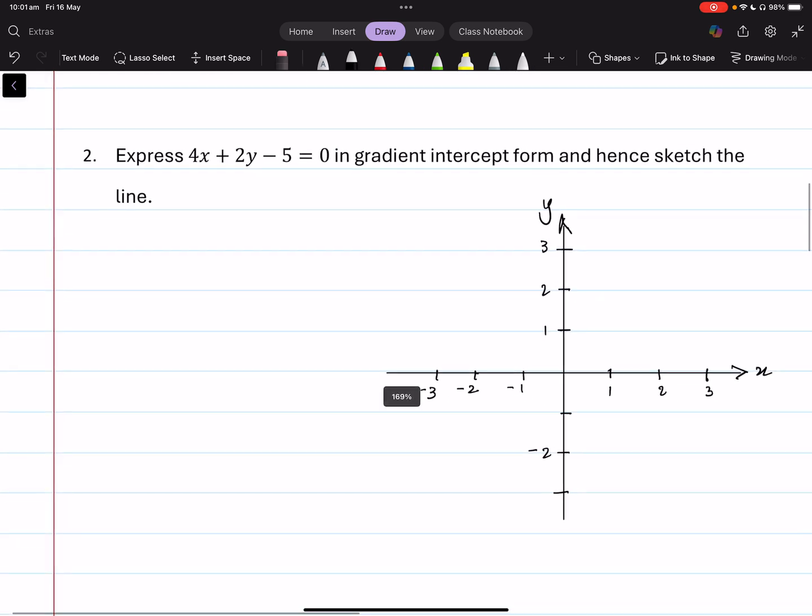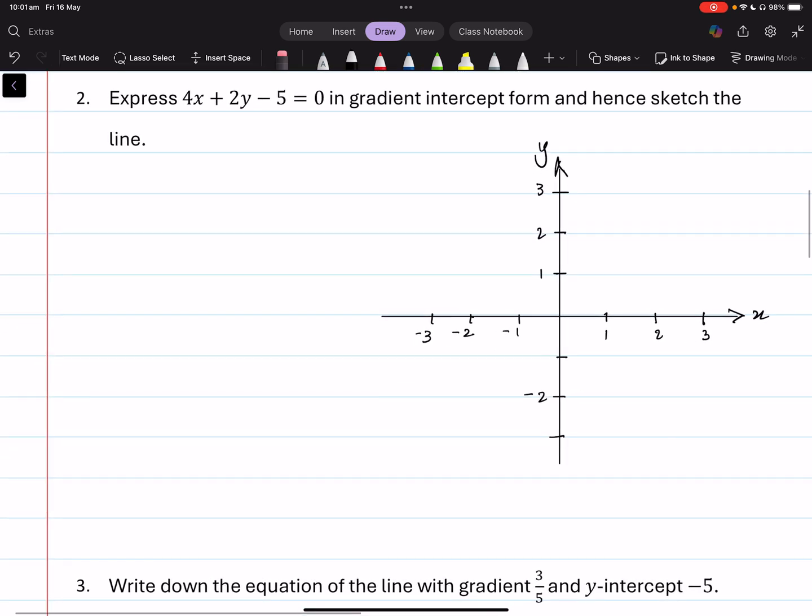Okay, example 2. Express the equation there in gradient intercept form and hence sketch the line. Okay, so what we're going to do is what we did before, make y the subject, so 2y equals, we'll take the 4x to the other side. We need to add 5 to both sides. Divide by 2, we get y equals minus 2x plus 5 on 2.